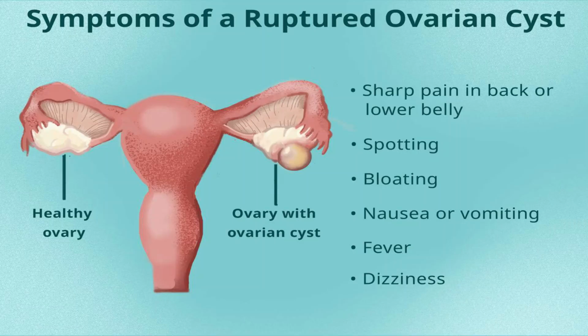Ovarian cysts are very common and often painless and symptomless, and they're usually a sign of ovulation. However, in some cases, they can point to an underlying condition that may need to be removed. So cysts can be classified as functional cysts or non-functional cysts. So let's start with the functional cysts.